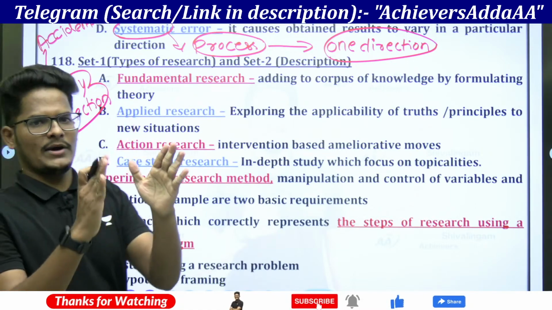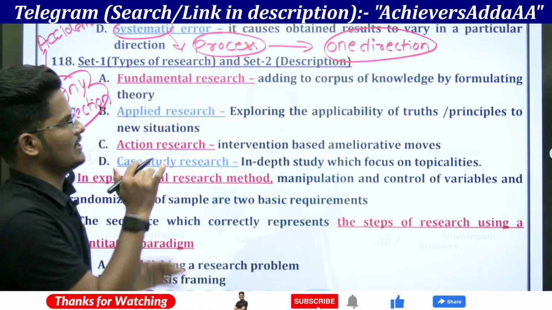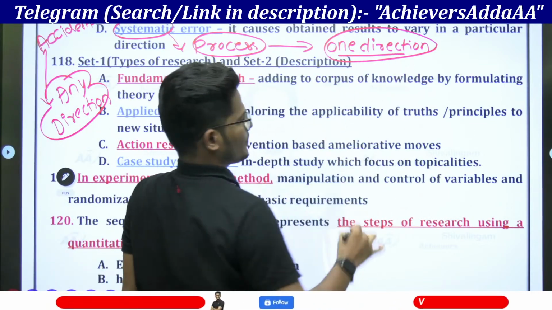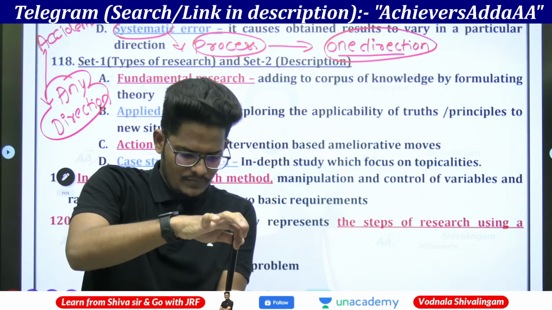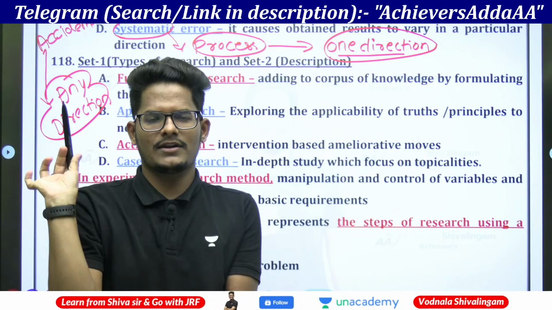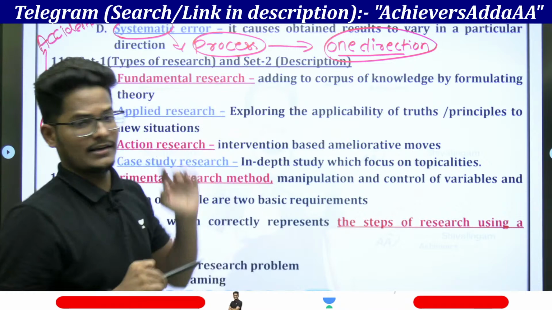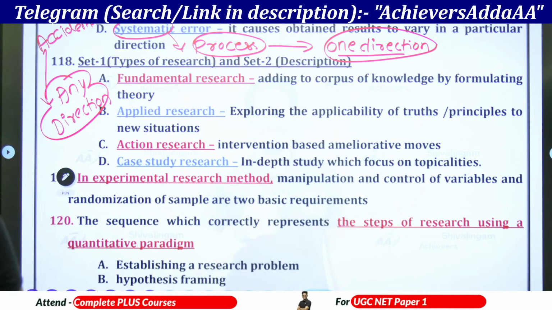Systematic error, a proper procedural error, when you commit it, will go in one direction. If you are not preparing for the UGC NET well, what is the consequence? You will not get a JRF or NET. That is a systematic error, an error in only one direction.